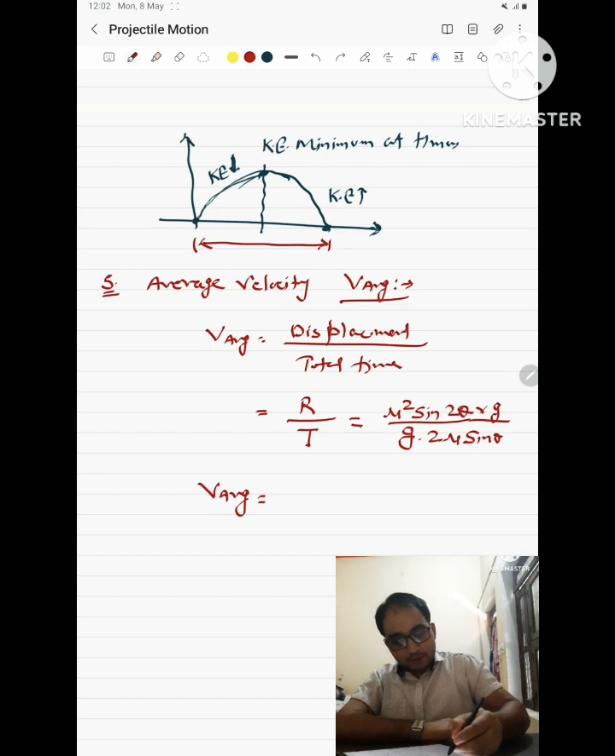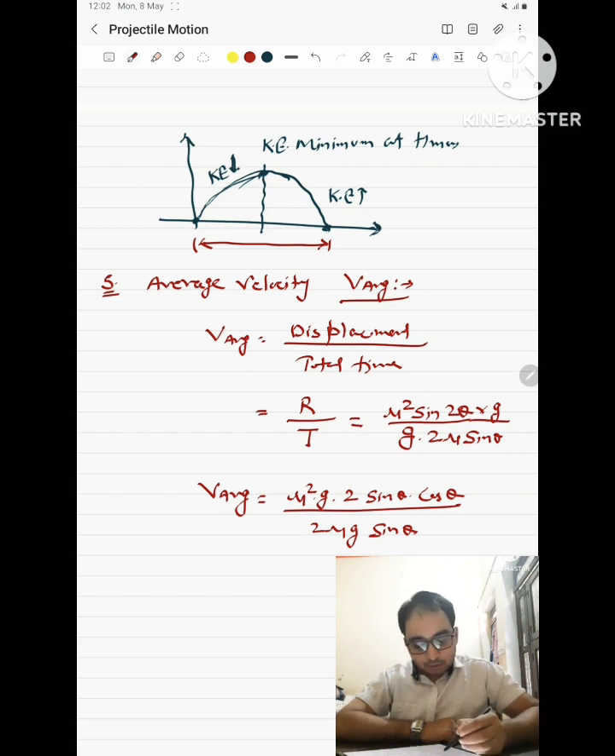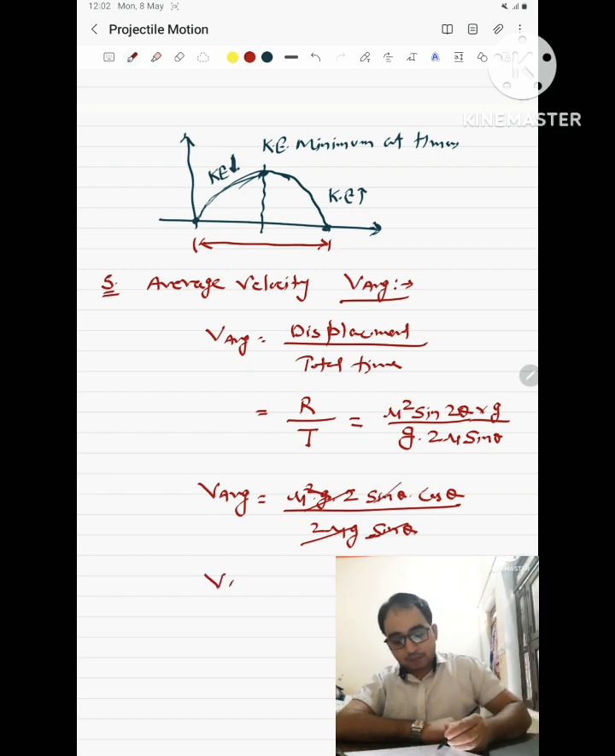We can rewrite this as u square g and sin 2 theta, 2 sin theta into cos theta, upon 2u g sin theta. So 2u cancels 2u, sin theta cancels sin theta, and we will get v average is u cos theta.